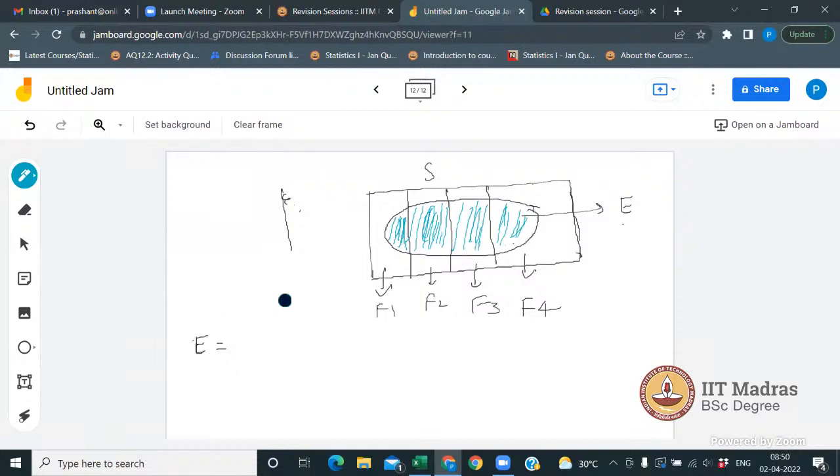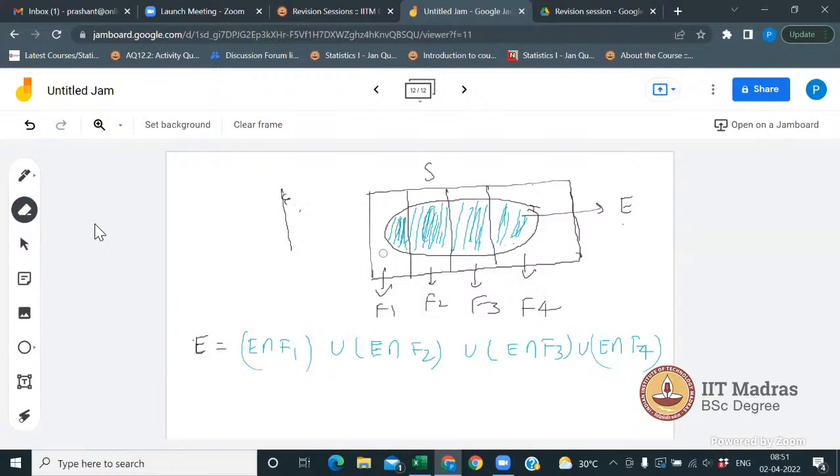That means when E occurs, it means E and F1, or E and F2, or E and F3, or E and F4, right? Now, till this point, is it clear to everyone how E will occur? Yes. Okay.